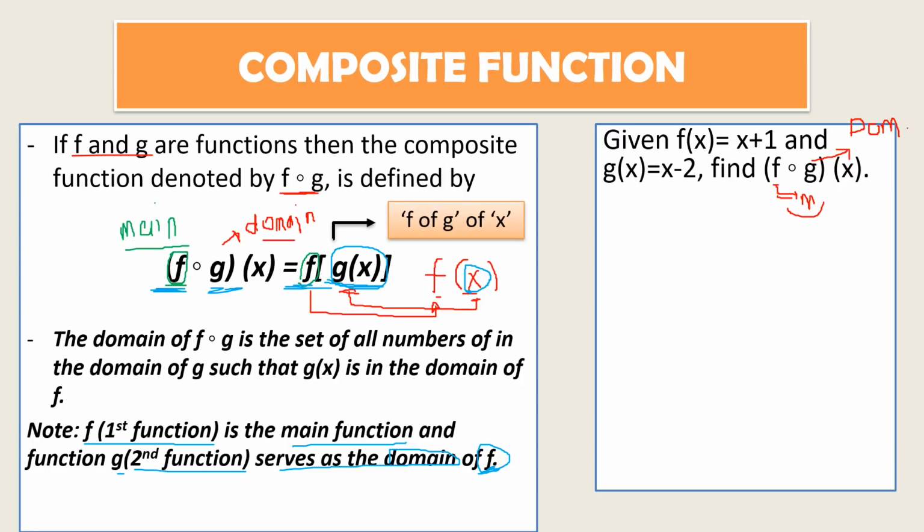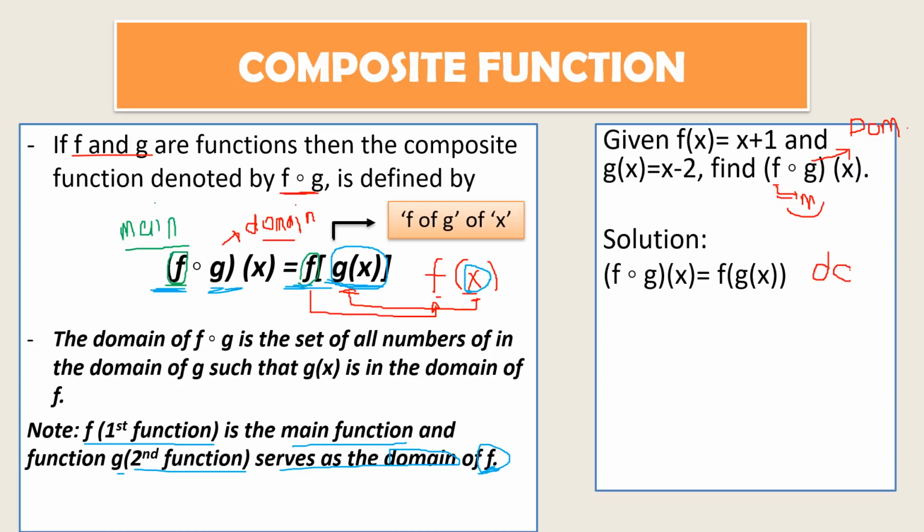So, paano po yung process ng composition of functions? Meron tayong dalawang functions, f of x equals x plus 1 and g of x equals x minus 2. Of course, we have to solve for the composite function. So, this would be the solution. Okay? First and foremost, you have, of course, to rewrite the definition of composition of function.